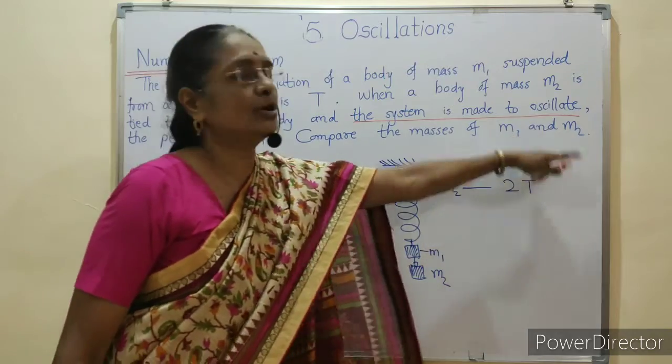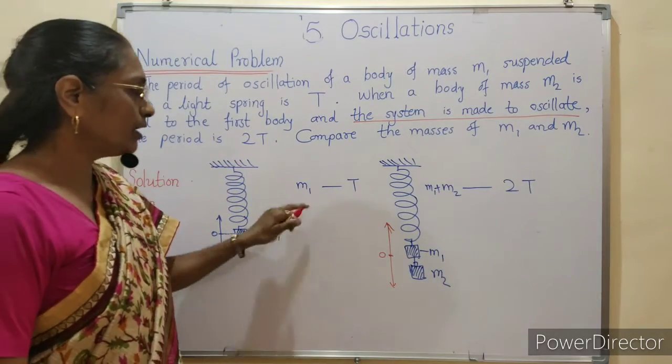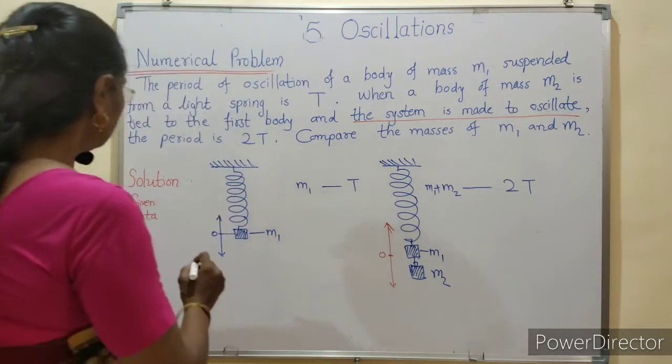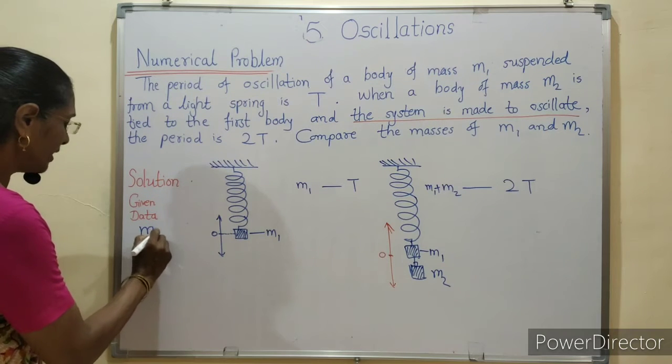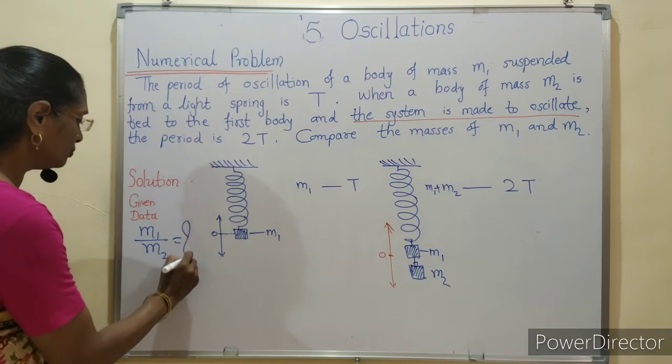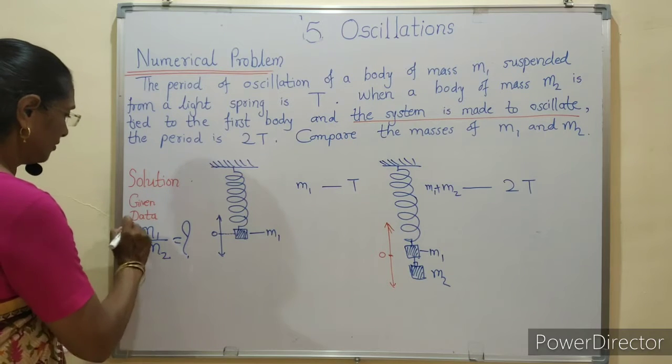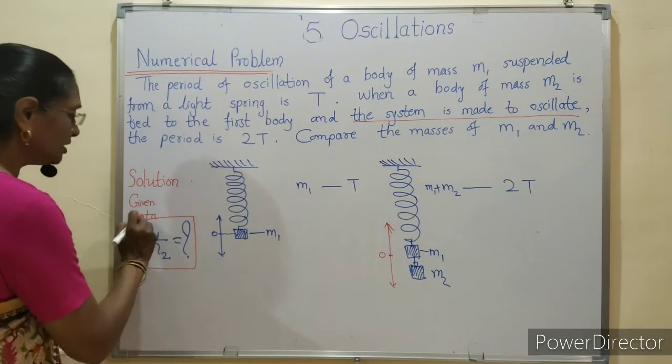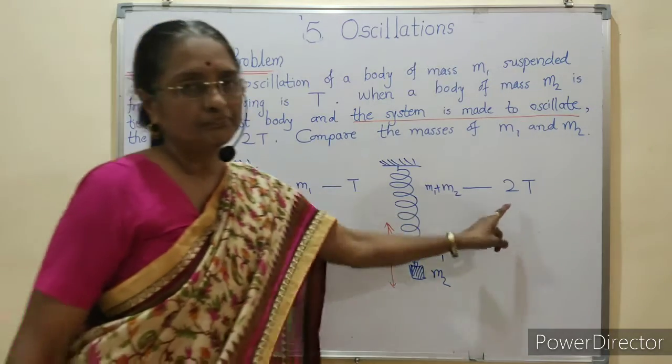Compare masses m1 and m2. We have to find the comparison or ratio of m1 and m2. This is the question, if the data is in this way.